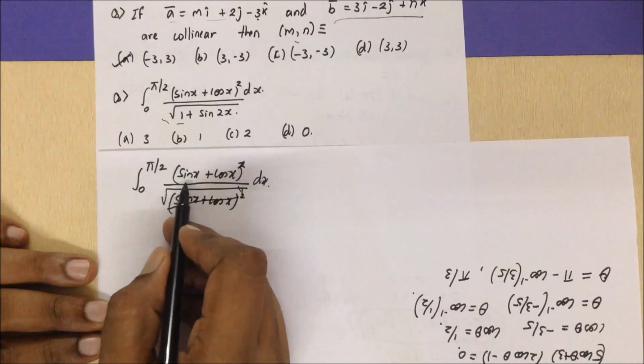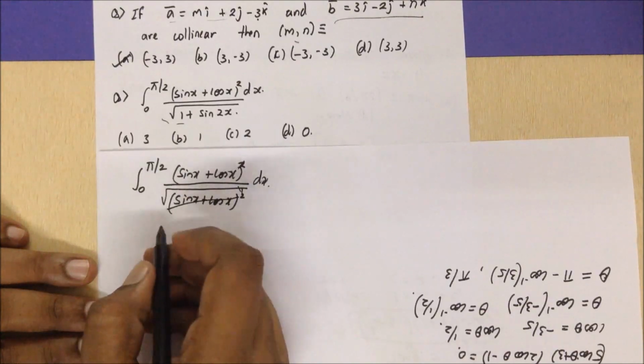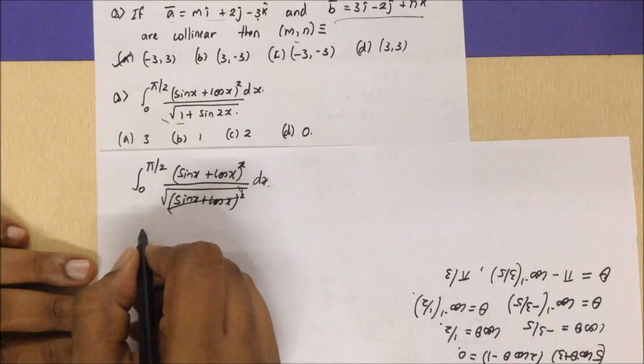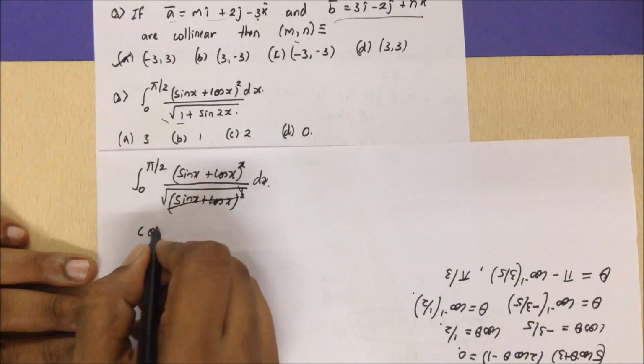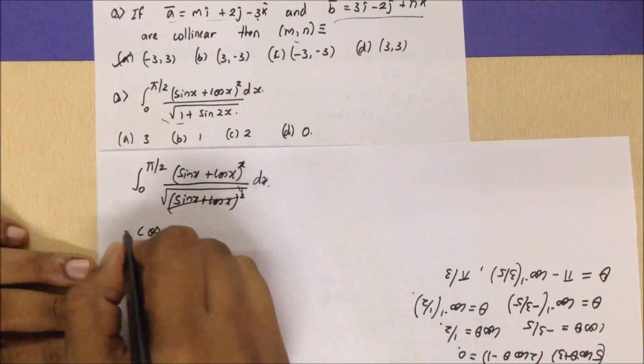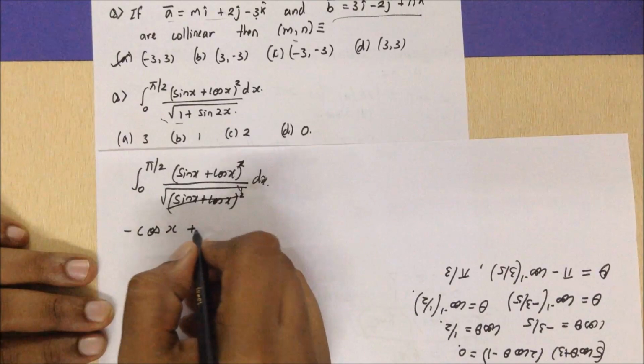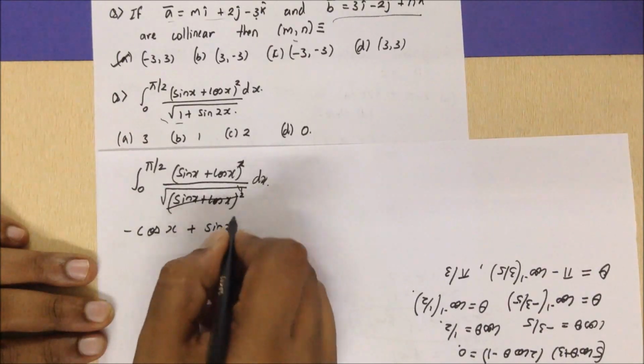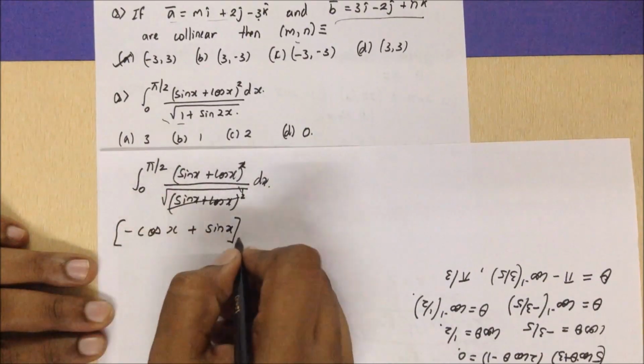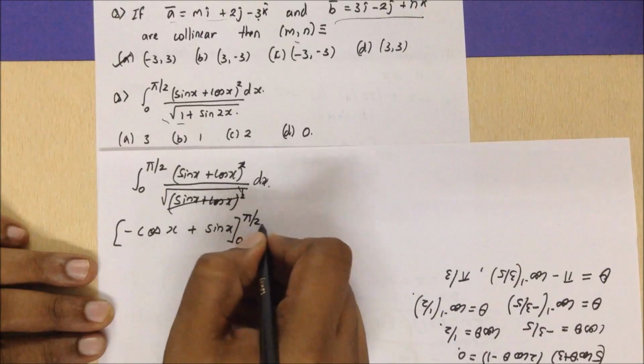So it's going to be integration of sin x plus cos x. So sin x integration is nothing but minus cos x, and cos x integration is nothing but sin x, and I have to find the limits for 0 to pi by 2.